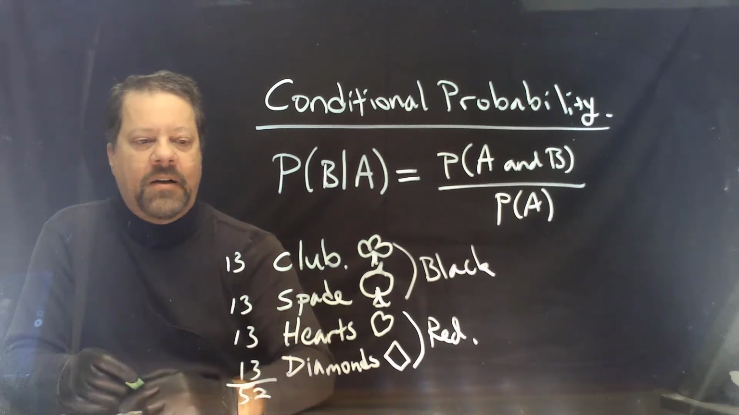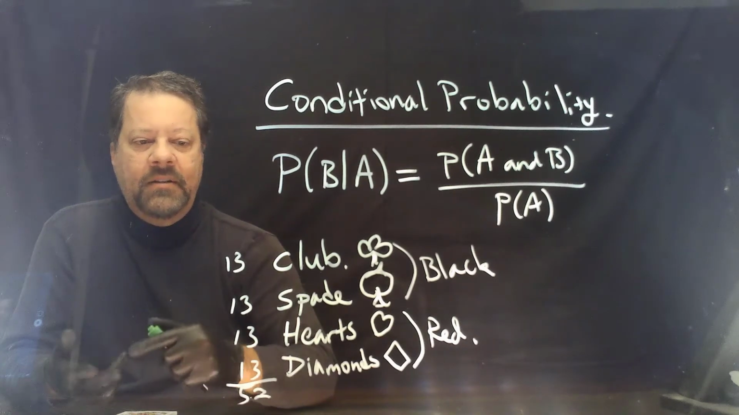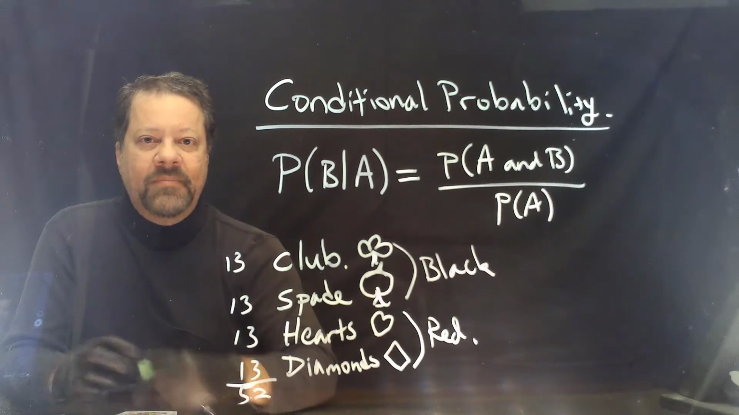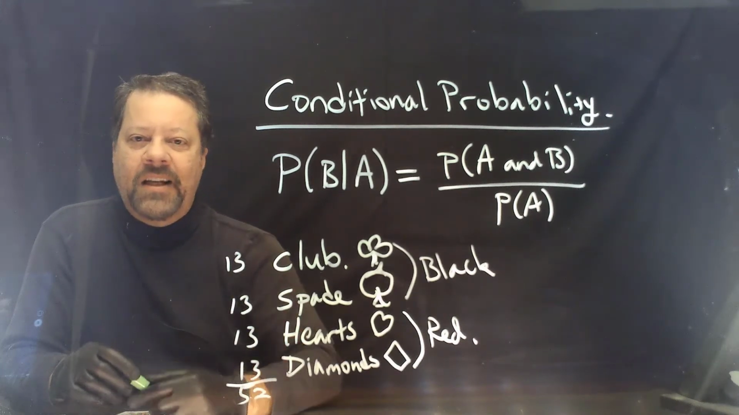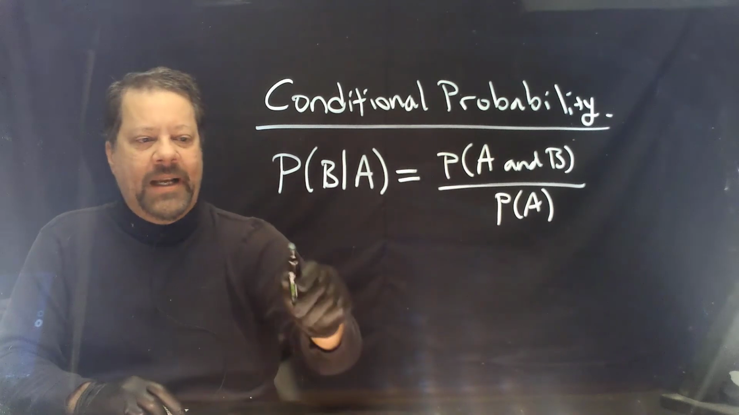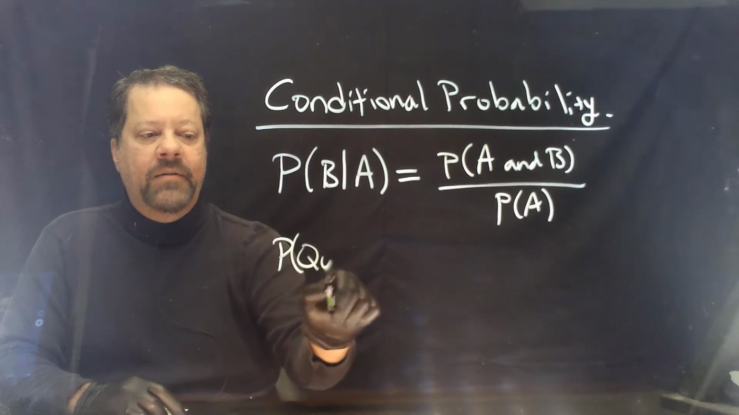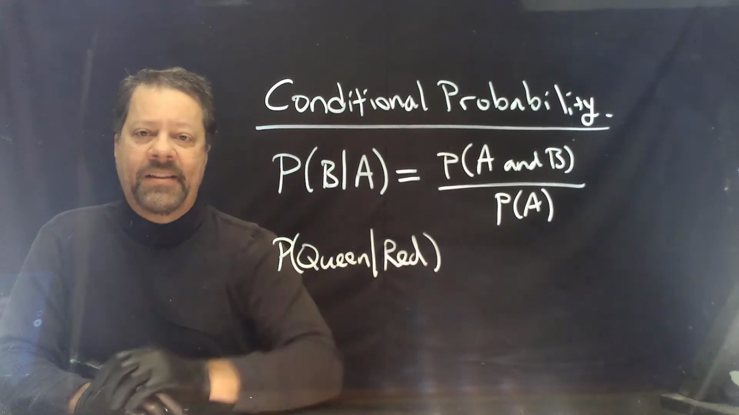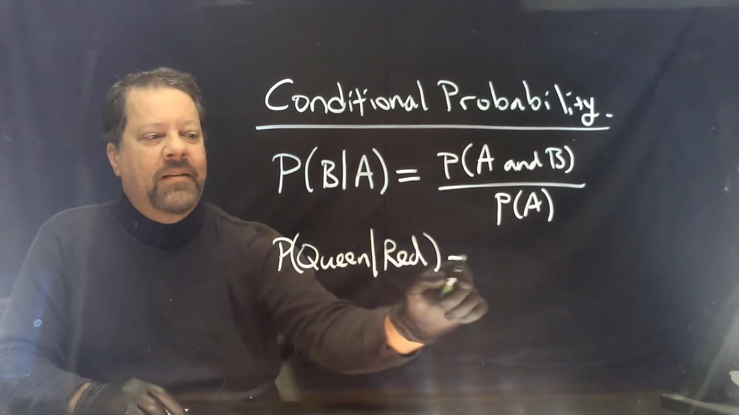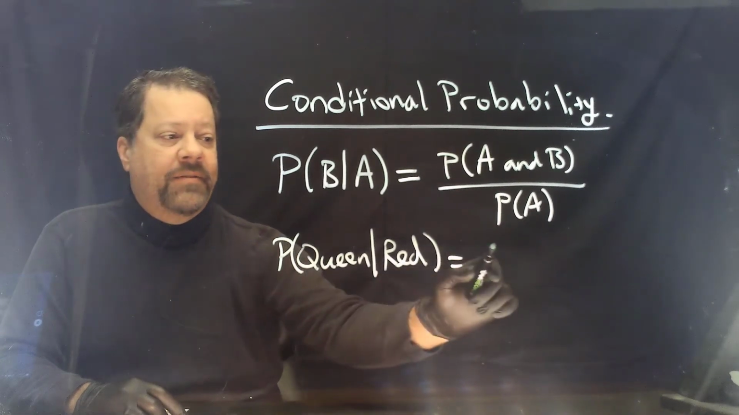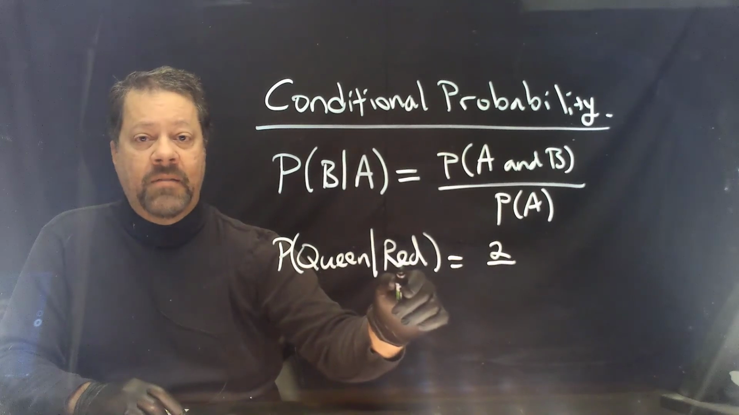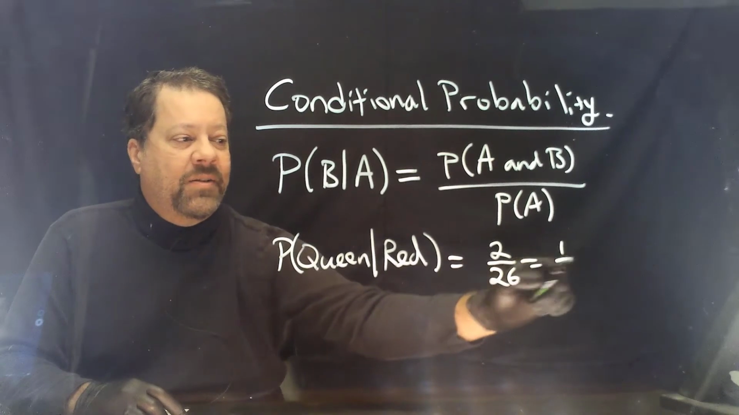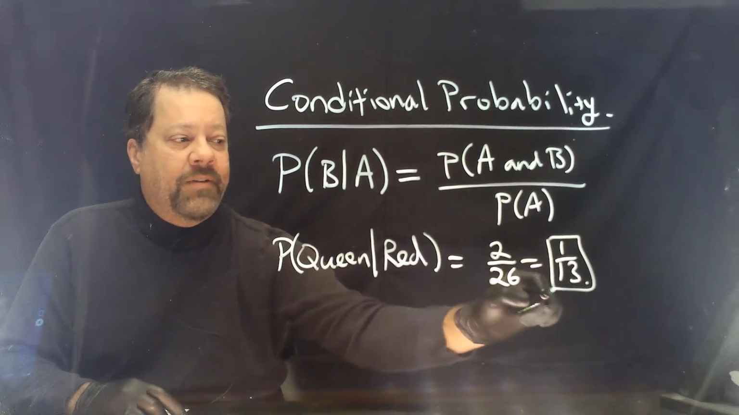The different cards are the ace, which is a 1, 2, 3, all the way through 10. That's 10 cards. A jack, a queen, and a king. So that makes 13 cards in each suit. We could ask, what's the probability of getting a queen given that the card I drew was red? There are 2 queens that are red, and there are 26 cards that are red, and so the answer should be 1 in 13.